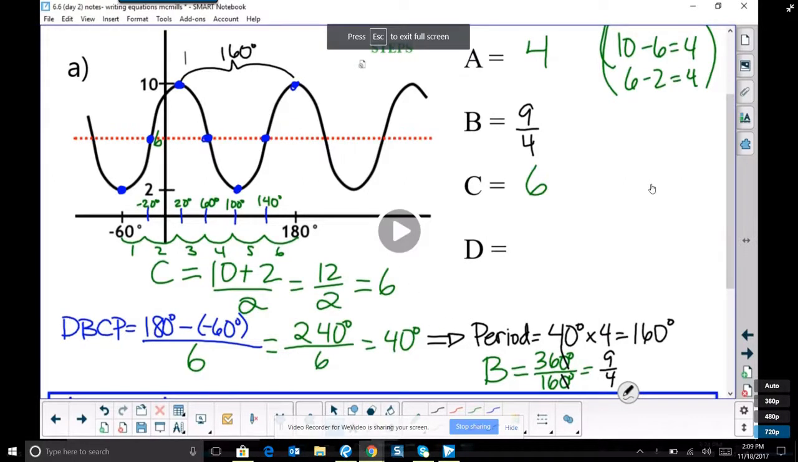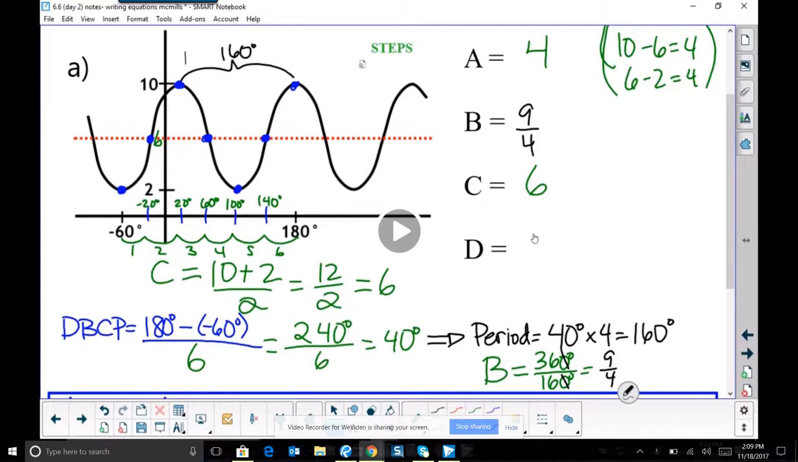So now that we have A, B, and C, we're ready to start writing the equations. You actually never fill out D because D changes depending if it's sine or cosine. And for sine, you can use SAs going up. If it's an SA going up, it's a positive sine. You can also use SAs going down. If it's an SA going down, it's a negative sine. For cosine, positive cosines use maximum values. For negative cosines, use minimum values.